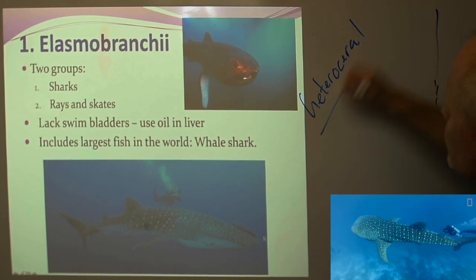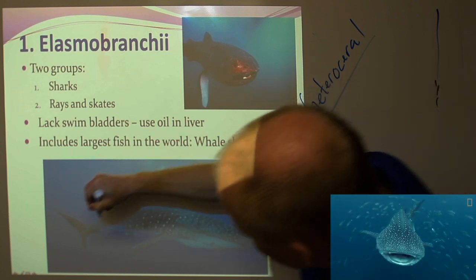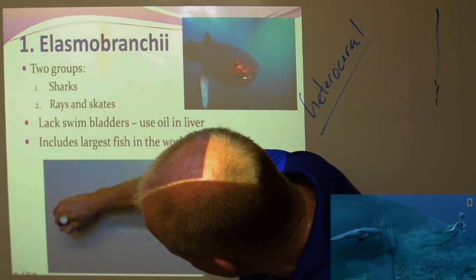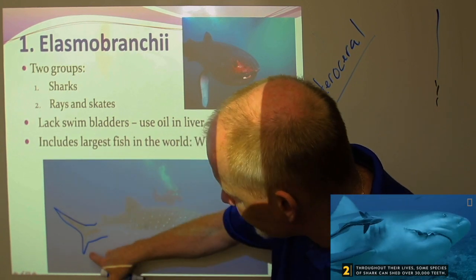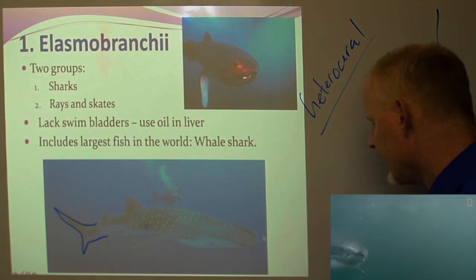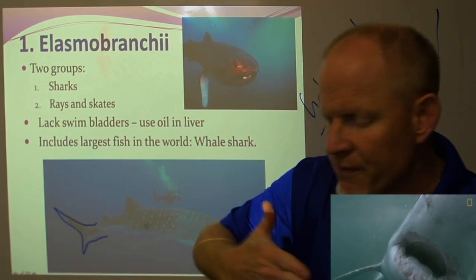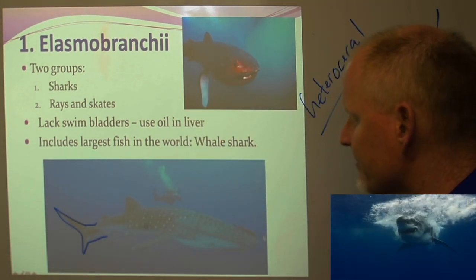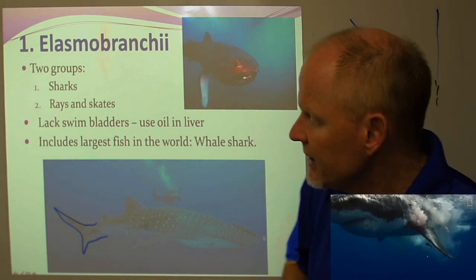This heterocercal tail is basically, as you can see on this whale shark, it's kind of hard to see, has a very tall dorsal tail fin and a very short ventral or belly fin, and that when they move that, it produces lift. So that helps them produce lift. So that heterocercal tail is much different than what you'll see in other bony fish.